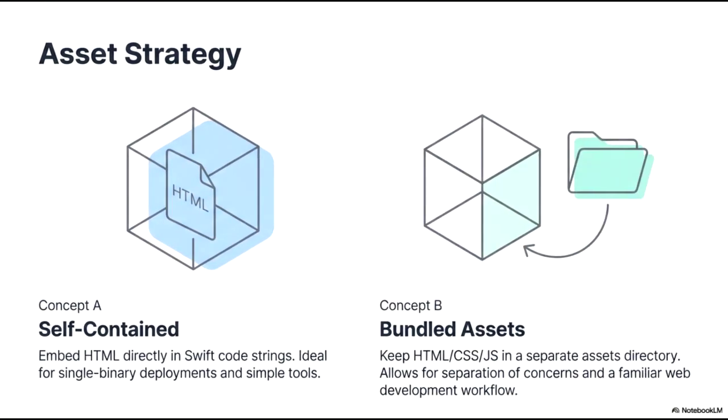When determining our asset strategy, we have two distinct approaches to consider: self-contained and bundled assets. Concept A, the self-contained approach, involves embedding HTML directly within Swift code strings. This method is ideal for single binary deployments and simple tools, as it minimizes external dependencies.